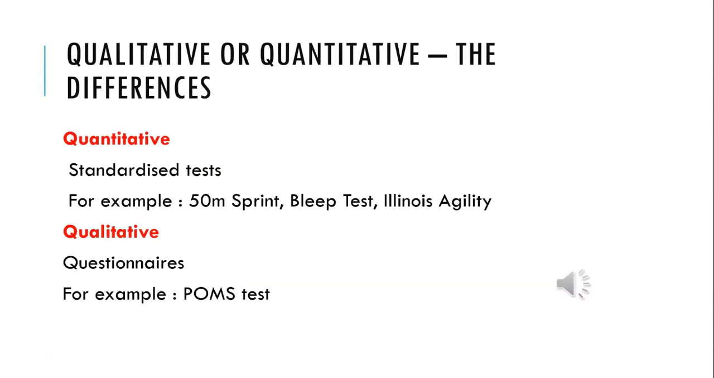So for us, the kind of methods that gather quantitative or qualitative data are standardised tests are quantitative data, because they give you numbers at the end of it, a time. A number of times the number for the oblique test. The Illinois agility test again is a time. Whereas our qualitative data gathering methods that give us qualitative information are questionnaires. For example, the POMS test, or your confidence inventory, or your SCAT test. Those are qualitative data gathering methods because they give information based on opinions.